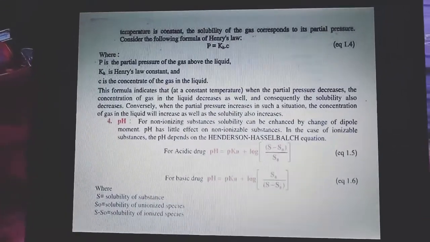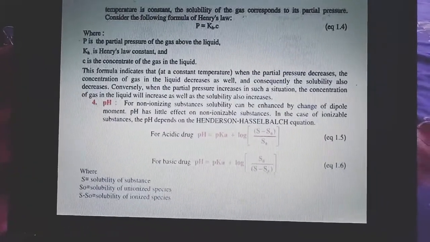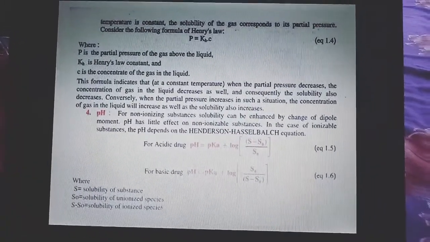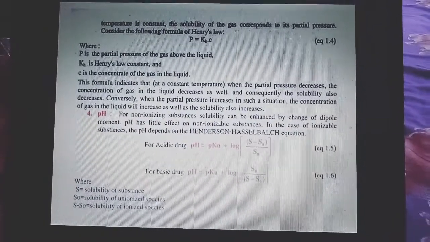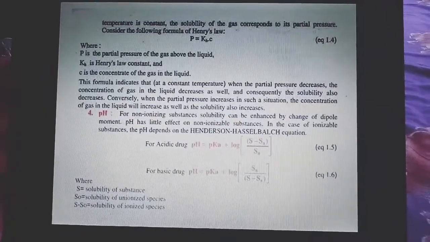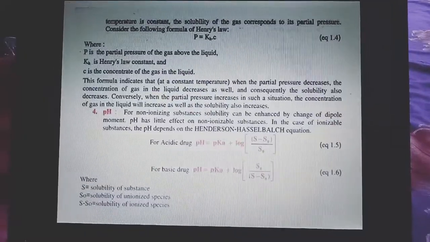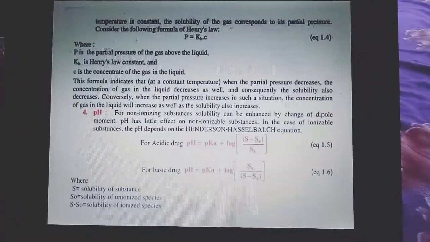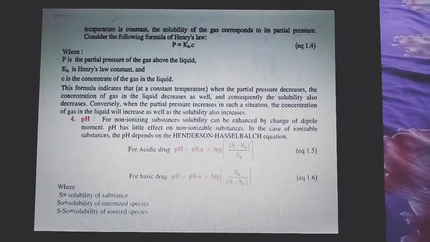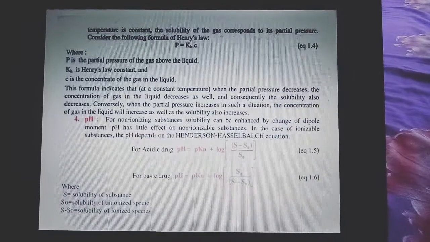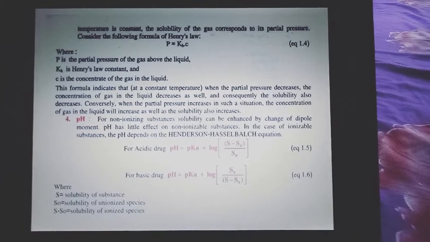Okay, now next, this formula indicates that at a constant temperature, when the partial pressure decreases, when P decreases, the concentration of the gas in the liquid decreases. Okay, you can see in the equation, P is directly proportional to C. When P decreases, then C also decreases. Conversely, when partial pressure increases, in such a situation, the concentration of the gas in the liquid will increase, as well as solubility also increases. So this is the effect of pressure on the solubility.